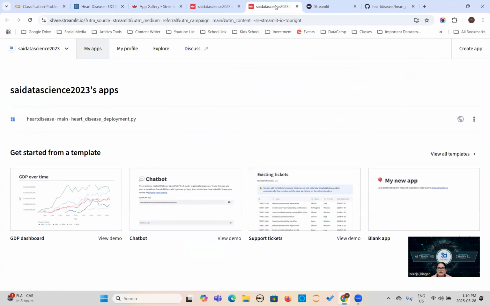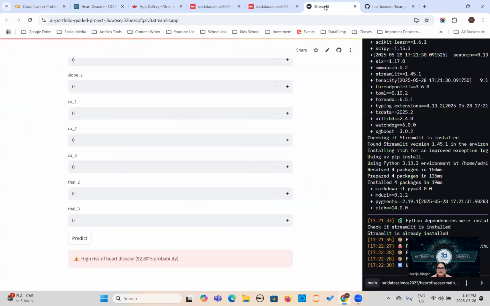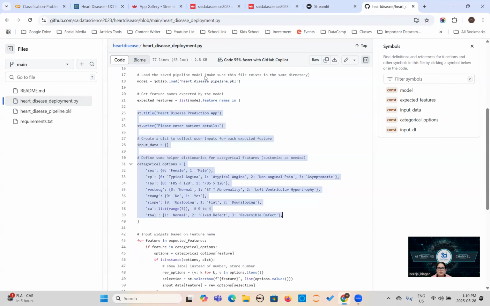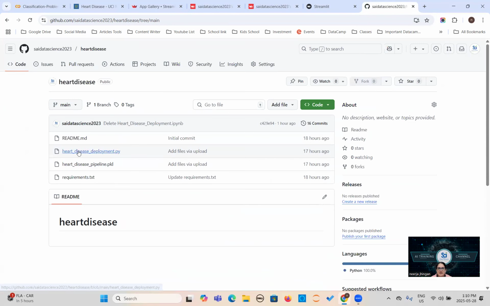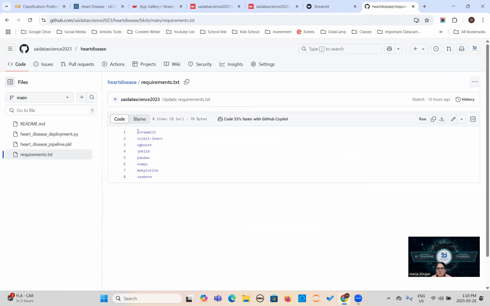Okay, and then on GitHub you need to keep it in the repository. I have created the repository. I uploaded the py file and requirement.txt. You need to mention all libraries here on which your model is dependent, right?